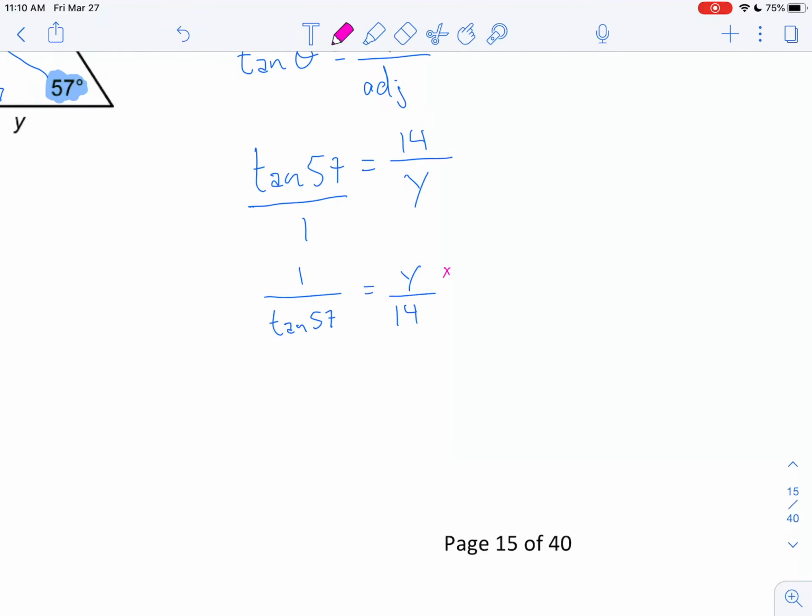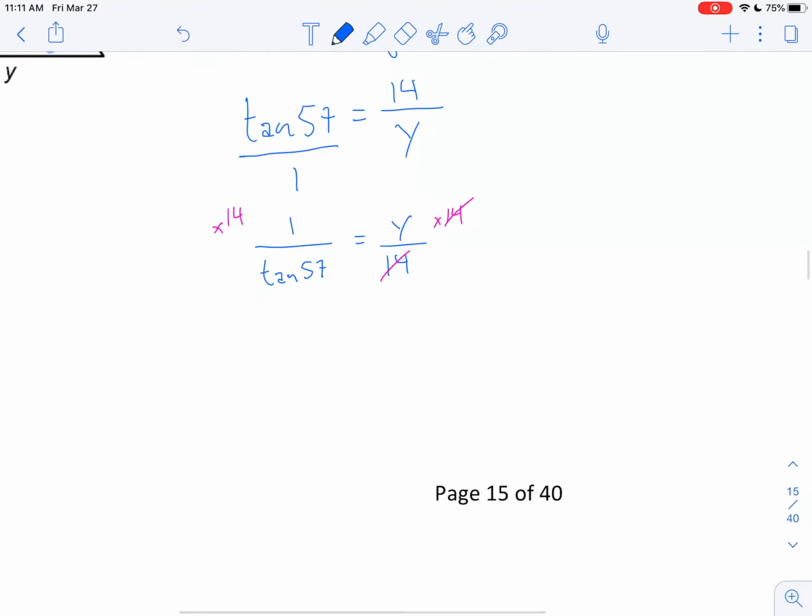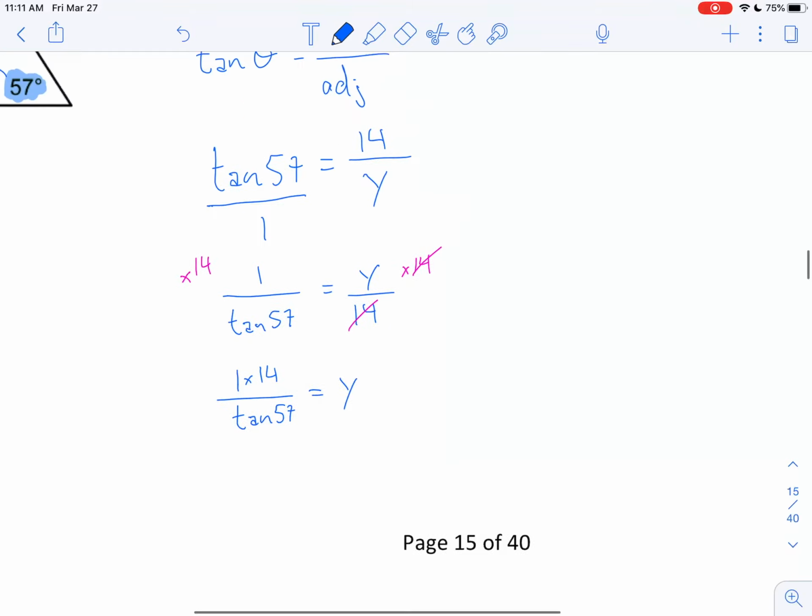Notice I can just multiply both sides by 14. 14 divided by 14 is 1. Those divide to 1, so you have to multiply this side by 14. So I get 1 times 14 divided by tan 57 is equal to y. We're going to open up our calculator to solve that.